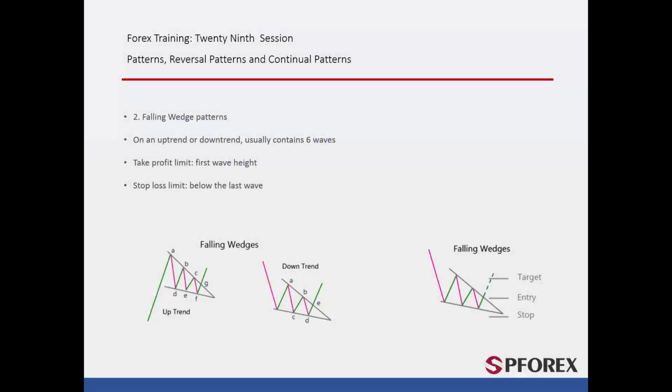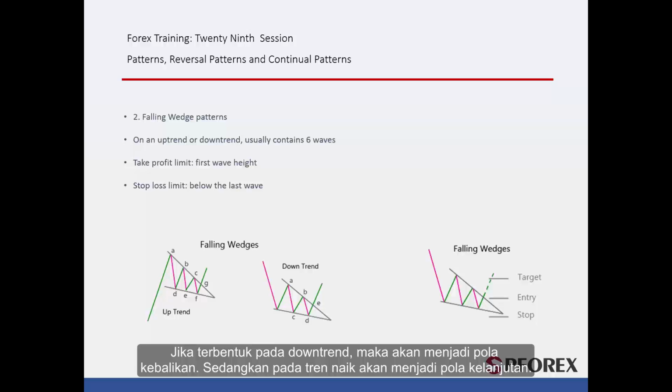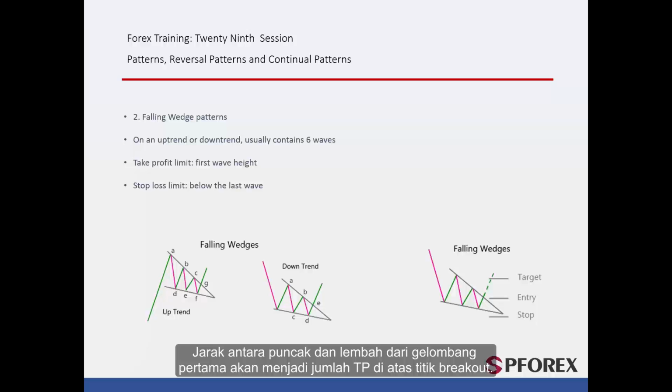Falling wedge. On the basis of a trend direction, a falling wedge can be an agreeing or a reverse pattern. If it is formed on a downtrend, then it would be a reversal pattern, while on an uptrend it would be a continual pattern. The distance between the peak and the valley of the first wave could be our TP amount above the breakout point.